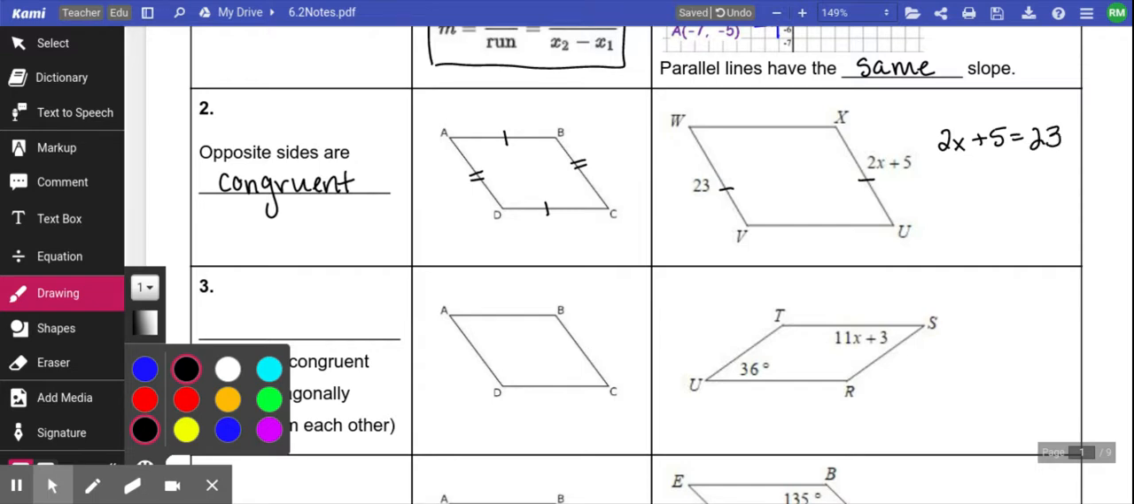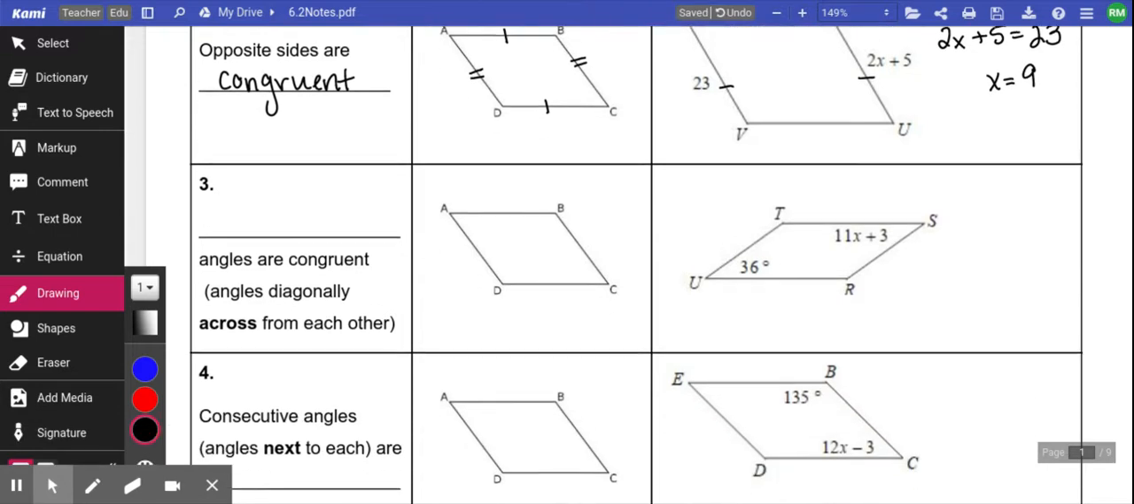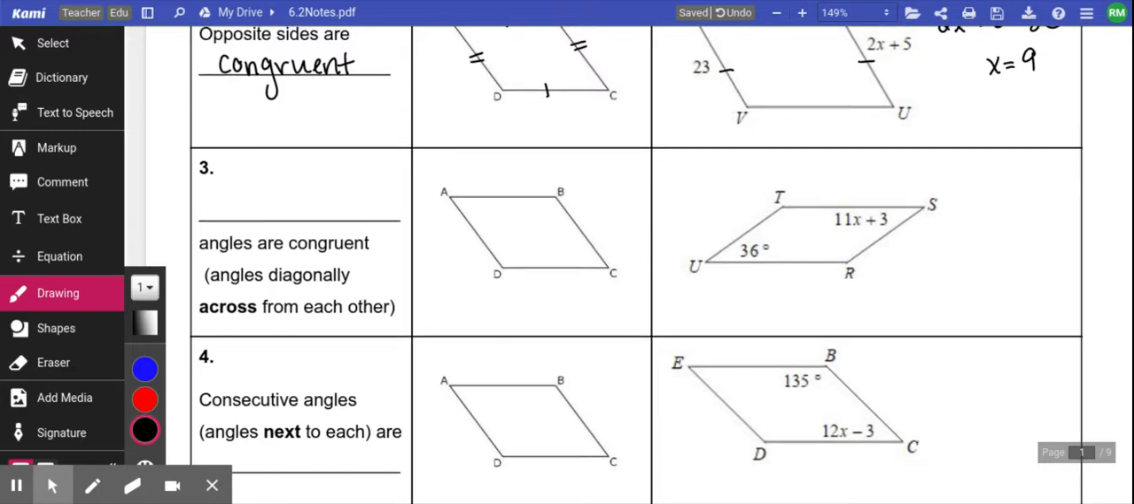Okay, we know that the side is going to be 23, but let's figure out what x equals. You can go ahead and pause and figure it out. Okay, you should have got that x equals 9. Let's go ahead and move on to the next problem.